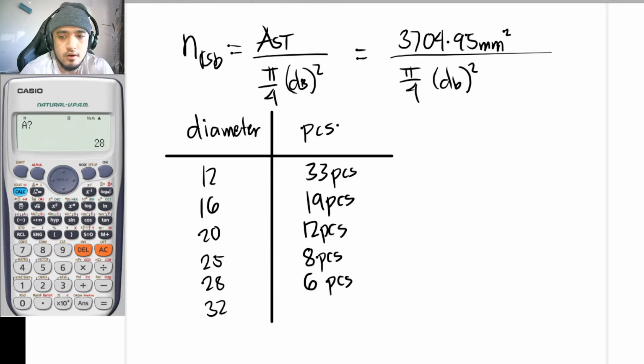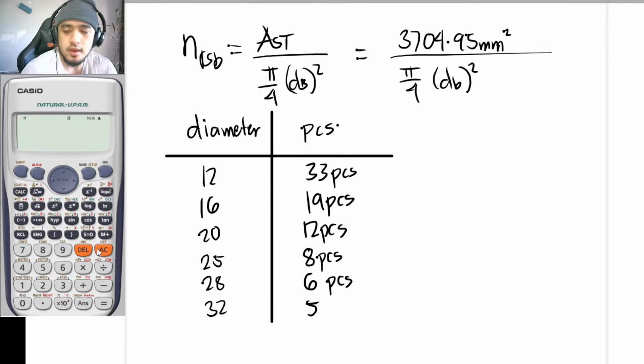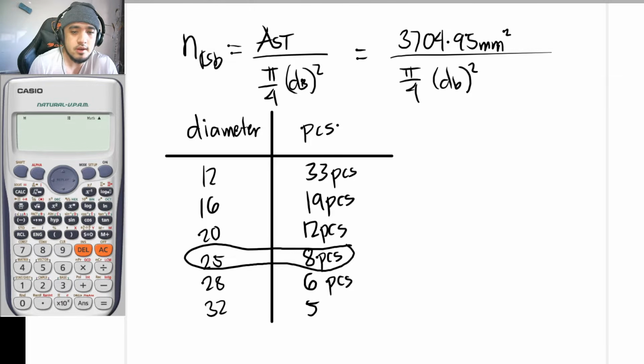And for our 32 mm, we are required to have 5 pieces. So, tama ba linagay ko? Okay, so it will be up to you on what diameter you will be making use of here. You can either make use of 20, 25, 28, and etc. And in this video, maybe it is better if we would be making use of our 25 mm diameter rebars here.